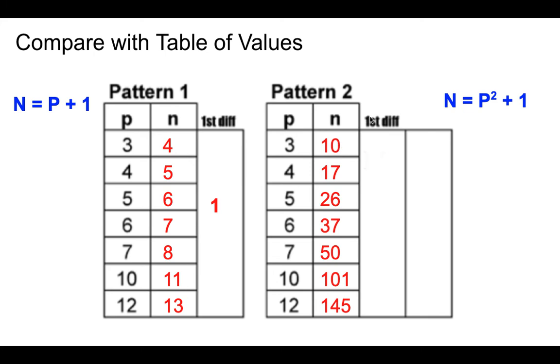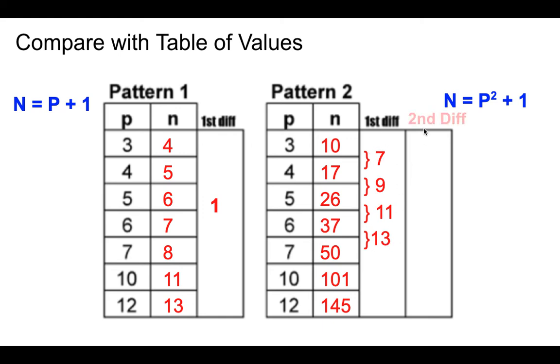So if I do 17 minus 10, that's 7. 26 minus 17 is 9. 37 minus 26 is 11. 50 minus 37 is 13. And I'm just going to stop there. These are not the same, are they? Not like they were over here. So this tells me this cannot be linear because the first differences are not the same.